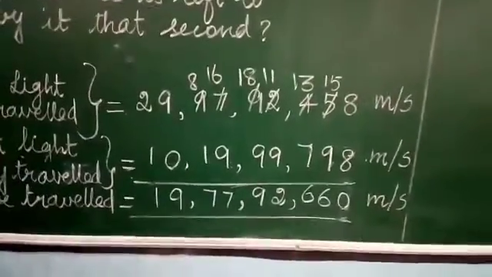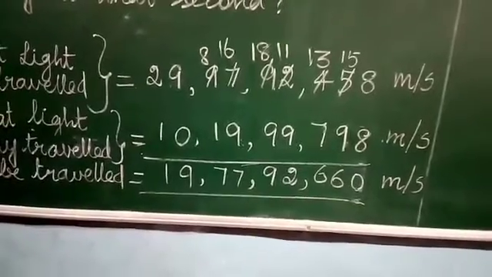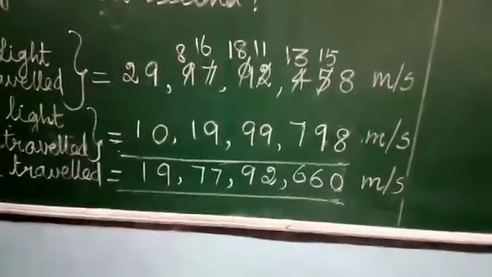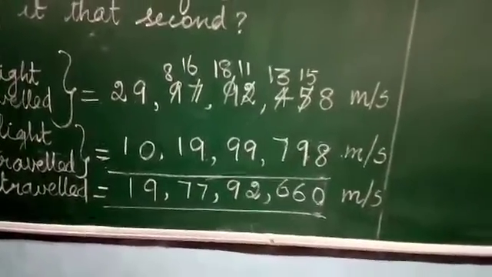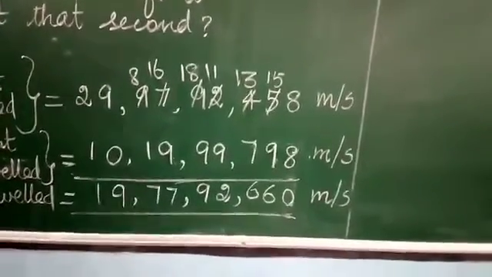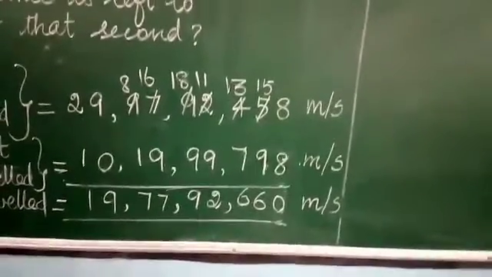And see the crore place, 9 minus 0. 9 is a larger number. So we can subtract, 9 minus 0 is 9. 2 minus 1 is 1. So what is the left distance the light has to travel? 19 crore 77 lakh 92,660. Thank you for watching, students. So subtraction over.